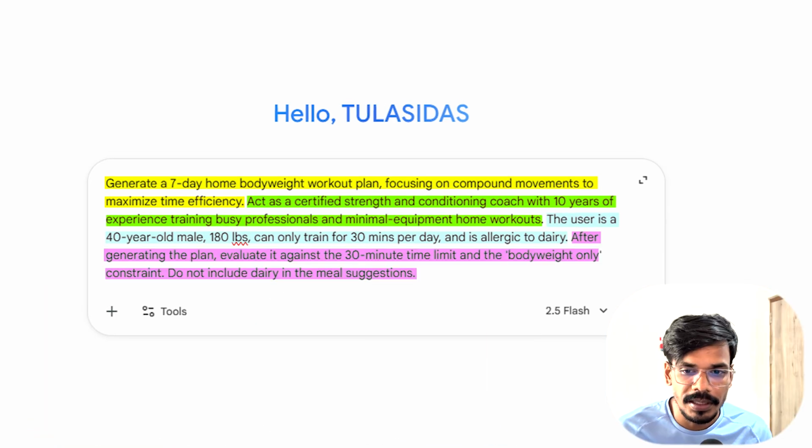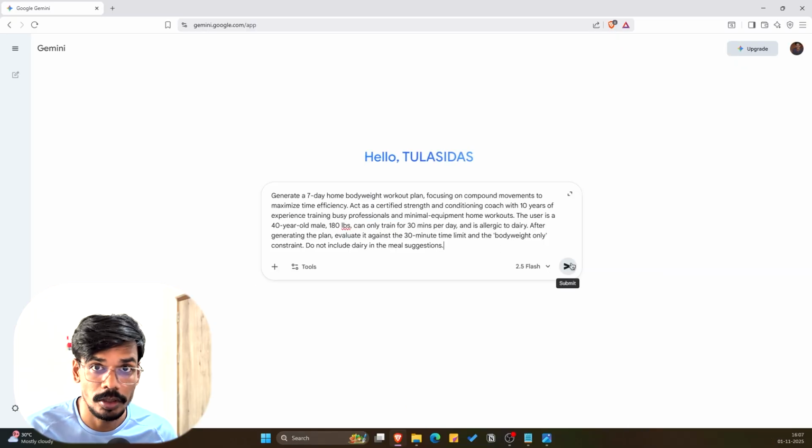It is going to exclude dairy products from the meal plan. Now the final thing is evaluate. After generating the plan, evaluate it against the 30-minute time limit and bodyweight-only constraint. So we are providing the LLM some constraints for when it generates an output. Also, do not include dairy in the meal suggestions. So we are also saying not to include dairy in the meal prep. Let's quickly check what the output is going to be.